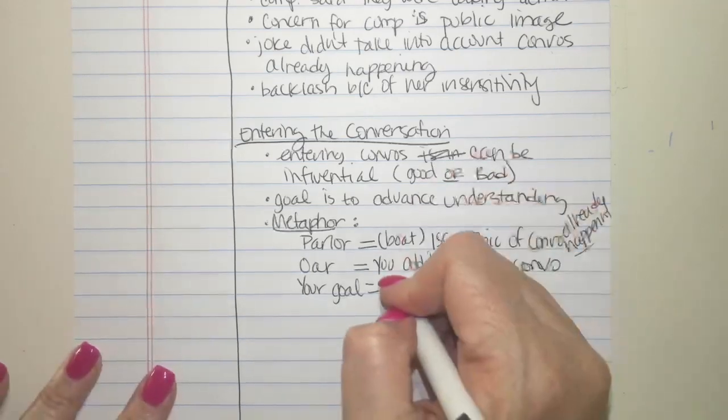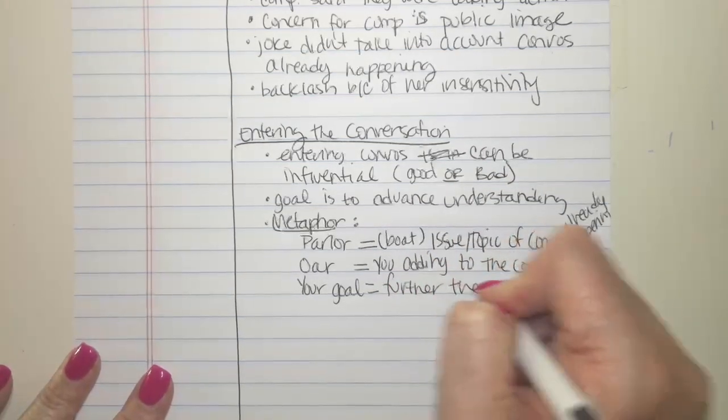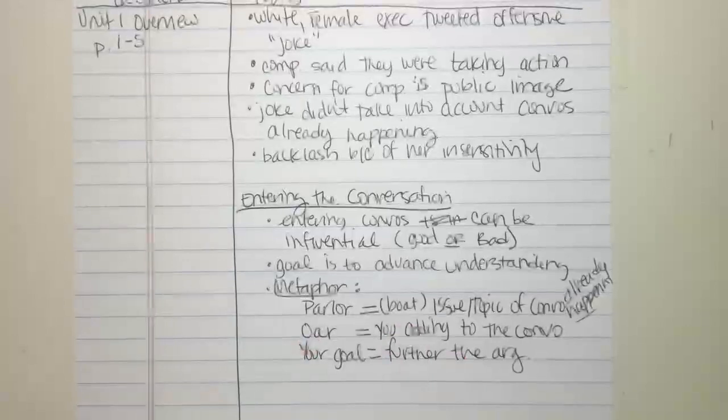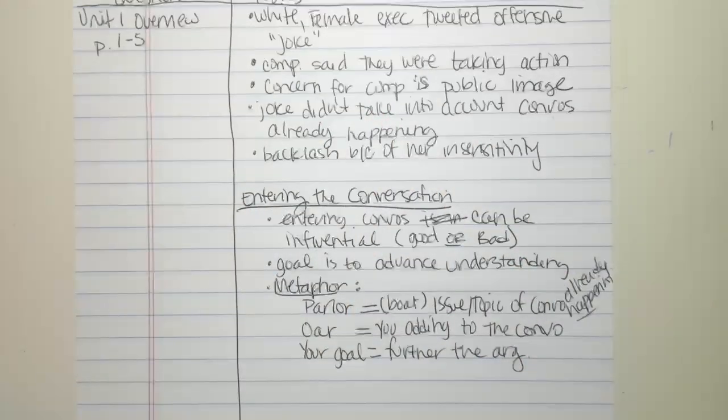To advance it. To further the argument. An argument, we'll talk about, doesn't always mean volatile, right? But to further the argument means that there will be people that disagree with you, which is totally fine. But when you are disagreeing with somebody, you are furthering the argument. Your goal is not to get them to change to your side. Your goal is to get a better understanding of their position and them to have a better understanding of your position. Okay. Does that help you start to see what my expectations of notes are?